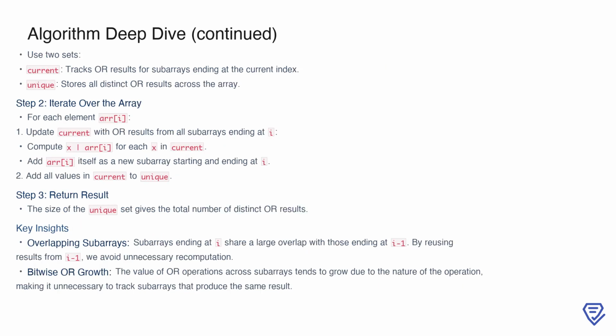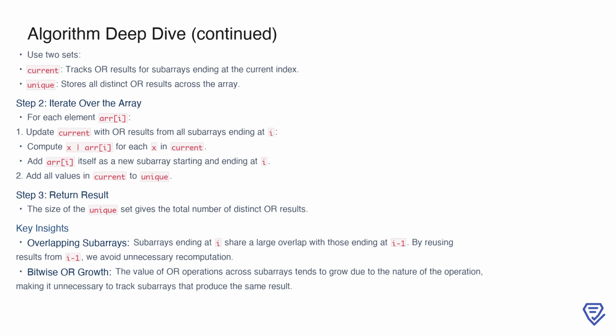To achieve this optimization, the algorithm uses two sets. The first set, current, keeps track of the OR results for subarrays that end at the current index. The second set, unique, stores all distinct OR results across the entire array.